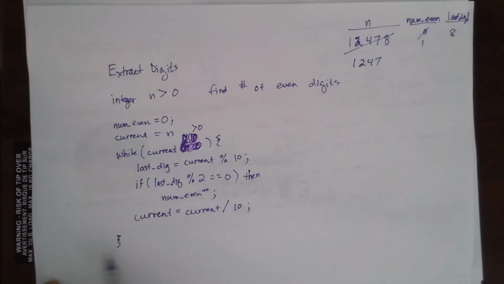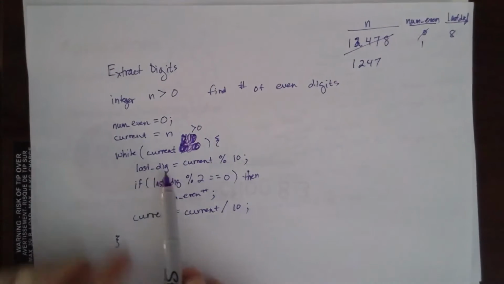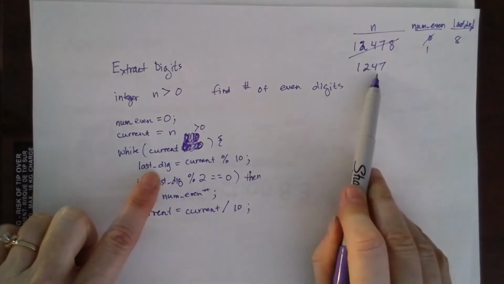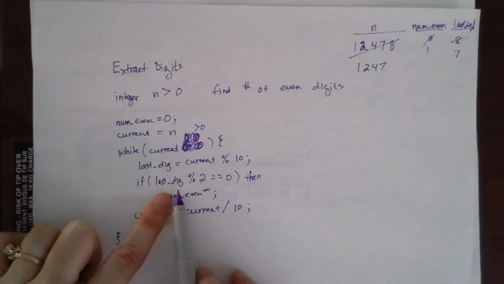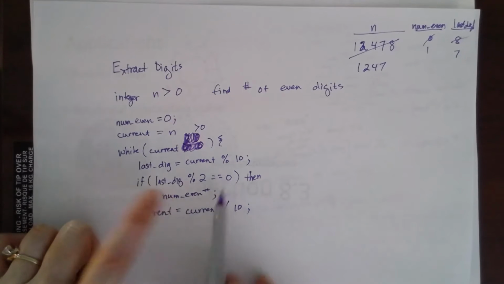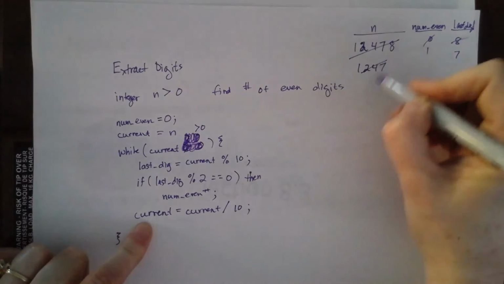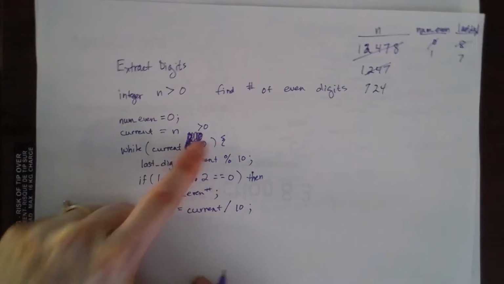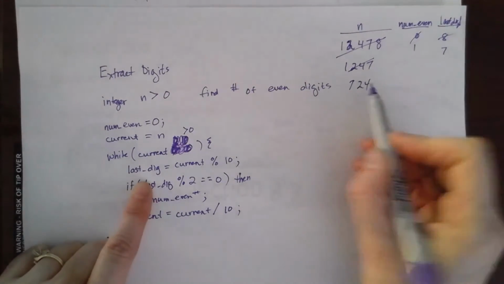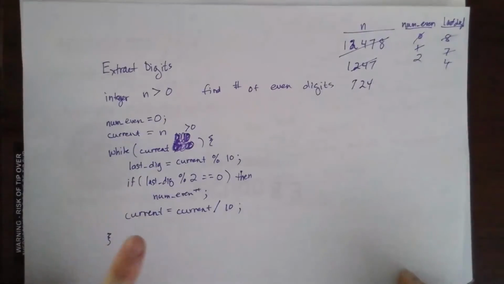So let's see if we come back around here. Current is still bigger than 0, so we come here. The last digit would be current mod 10, so that's going to become 7. If we take 7 and divide it by 2, we're not going to get a remainder of 0. So that one's not even, and we won't count it. Our current will become 124. Is that bigger than 0? Yep, it is. The last digit of that one is 4. That one's even, so we'll increment it.